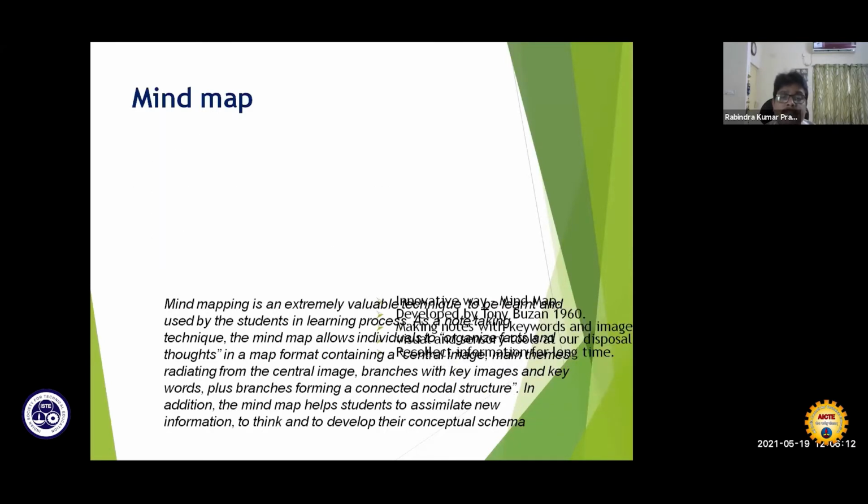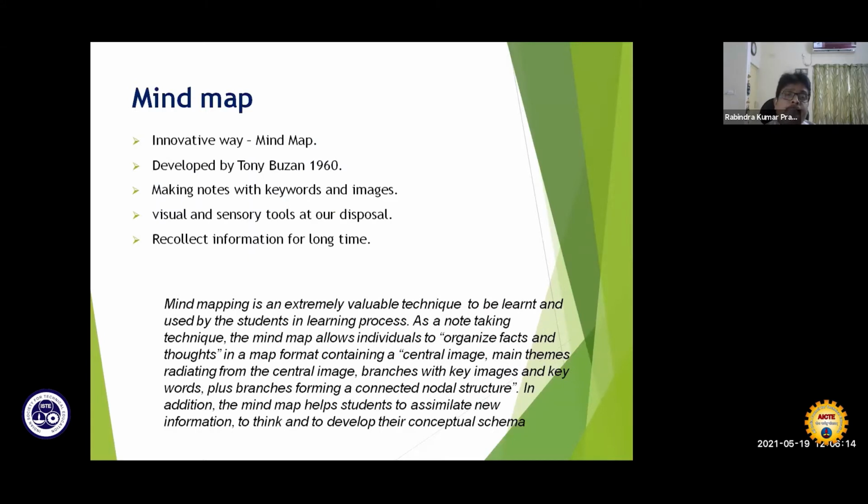One famous educational expert, Tony Buzan, in the 1960s, invented one method of delivering active learning or innovative learning, what we call the mind map. So it is called an innovative way of delivering teaching lessons in the classroom. So what is it all about? It is a process of making notes with keywords and images through visual and sensory tools at our disposal. It helps recollect information for a long time.